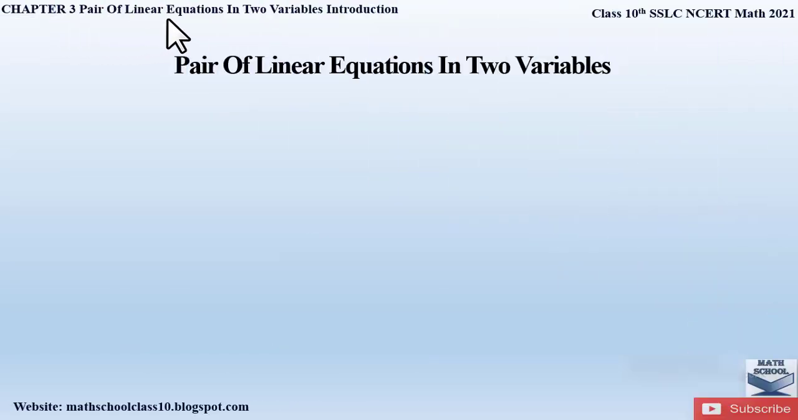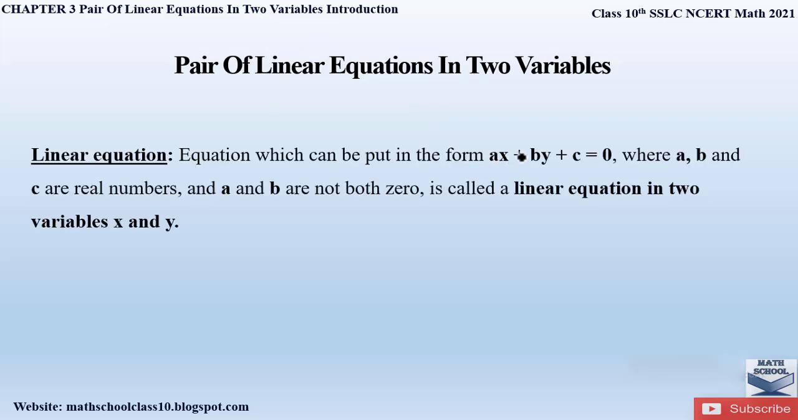Revision for chapter 3, pair of linear equations in two variables. So first of all, let us see what is a linear equation. An equation which can be put in the form of ax plus by plus c equal to 0, where a, b and c are real numbers and a and b are not equal to 0. Such a kind of equation is called a linear equation in two variables x and y.